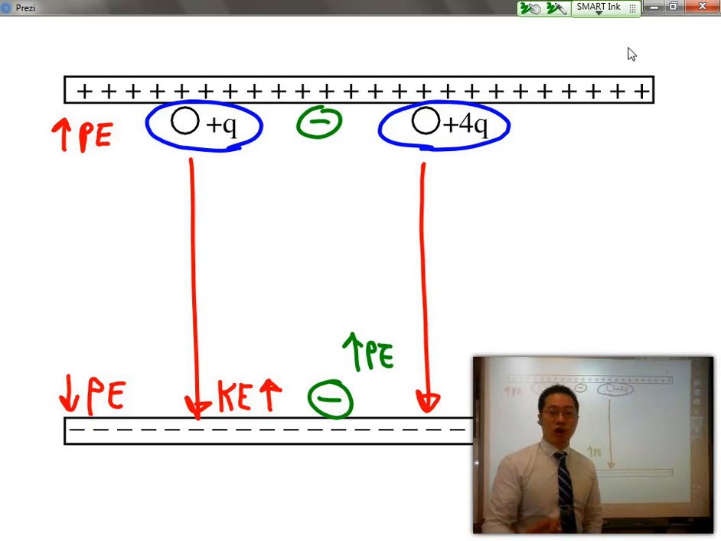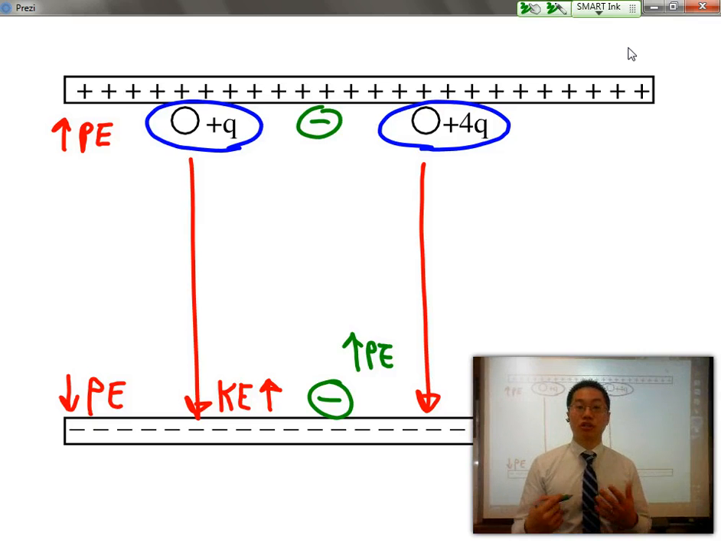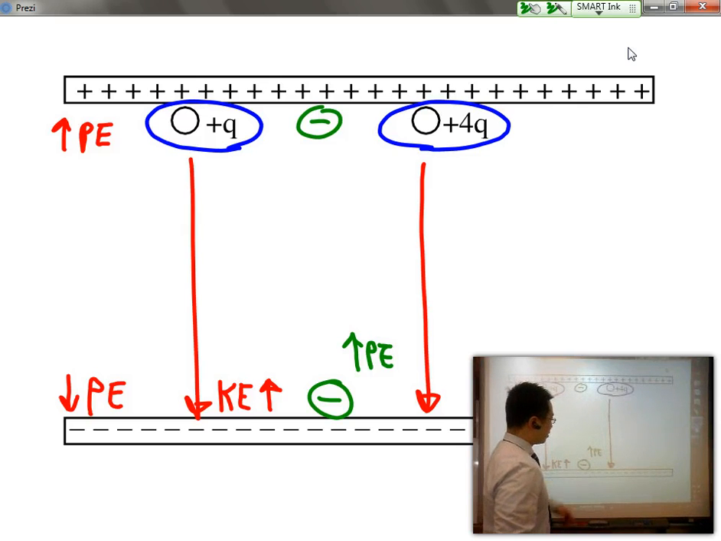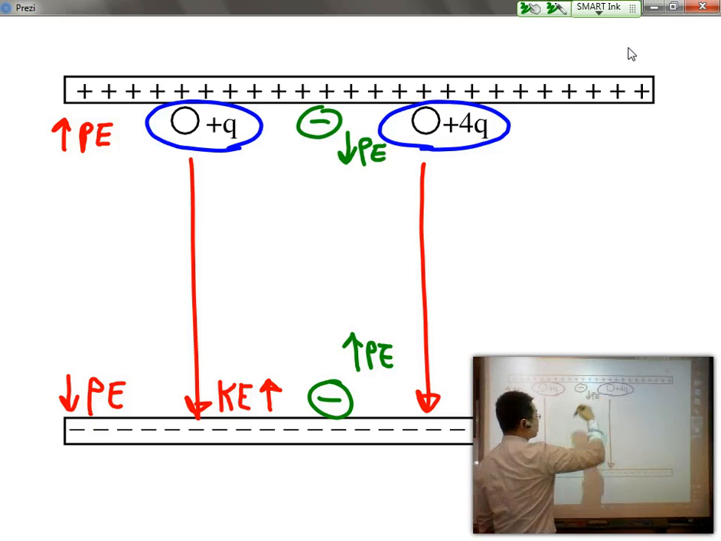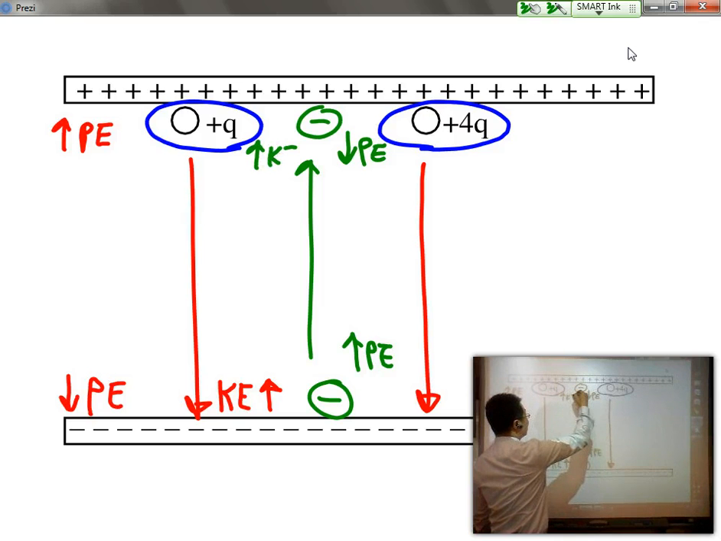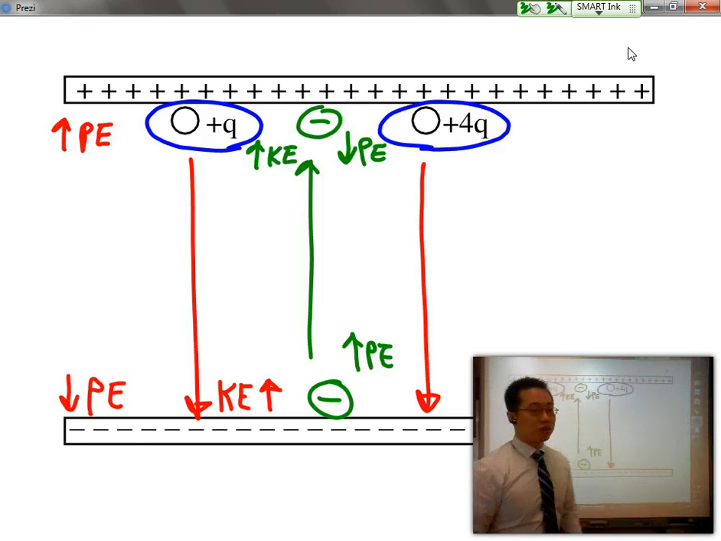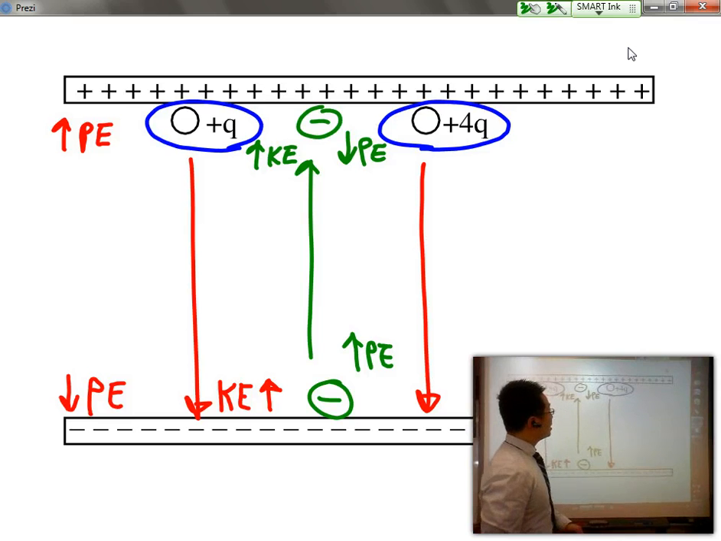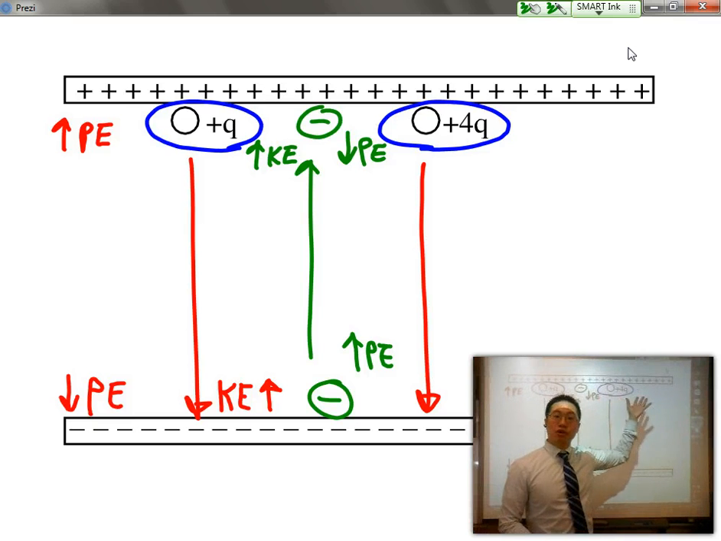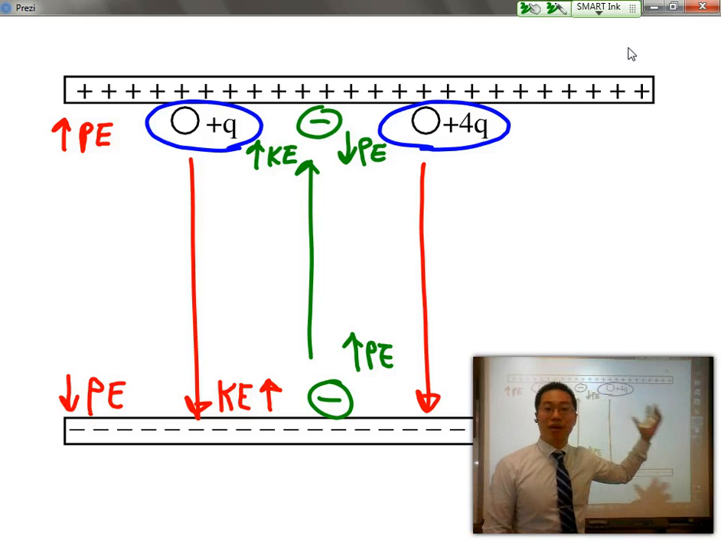So whenever a charge is near its own like charge, it's going to speed up. So in this case, it has a location of high potential energy. It loses that potential energy by the time it gets to the top, but it's speeding up, so it turns into kinetic energy. So positive charges, of course, will go towards negative. Negative charges will, of course, go towards positive. So we can see that the strength of the charge plays a factor in determining how much energy there is.